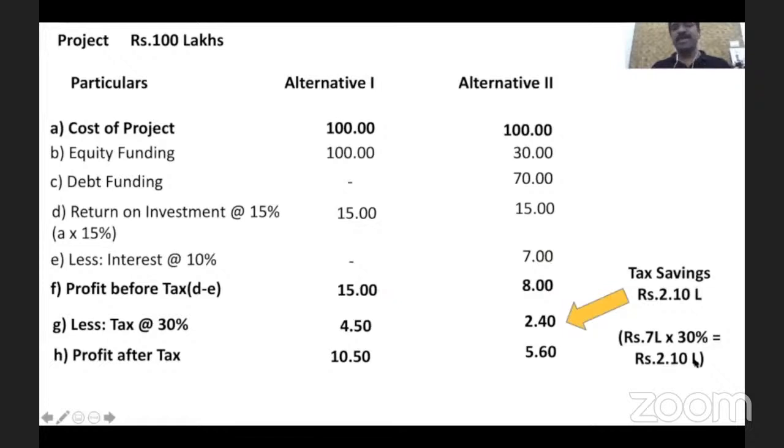Are you getting this point? Having interest in your cost structure will help you save taxes. Just take that interest amount and multiply by the tax rate. In our case, I took 7 lakh and multiplied it with the tax rate of 30%. I derived 2.1 lakh. Now I'm comparing it with the similar scenario. If there is no interest, I would have paid 4.5 lakh. Because of interest, I'm paying only 2.4 lakh. So I have saved 2.1 lakh, which is nothing but the result of interest.